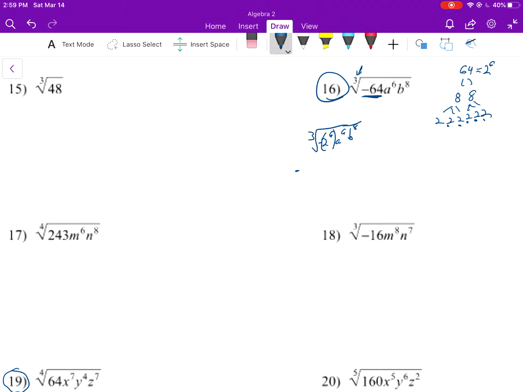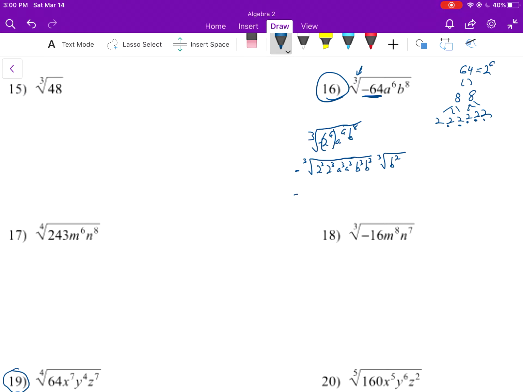So then we have this 2 to the 6th. The first one we're going to do is a perfect cube. So 2 to the 6th can be split up into 2 cubed times another 2 cubed. And then a to the 6th is a cubed times a cubed. And then b to the 8th, this is where we run into something different. We can write that as b cubed times b cubed. That's only 6 b's though, and we have 2 left over, which will not be a perfect cube.